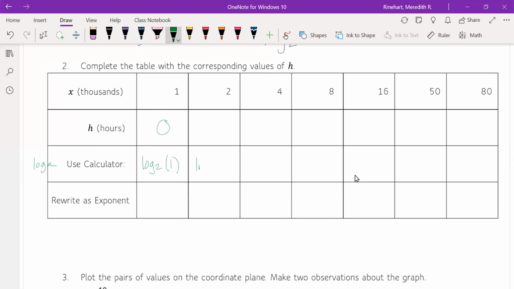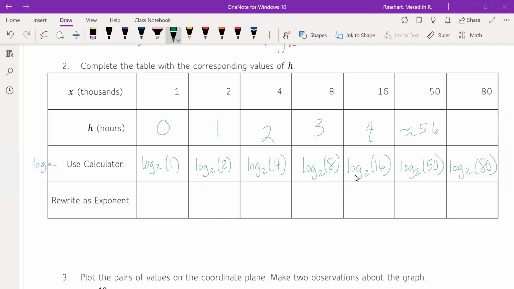And then do this for each of our logarithms. So log base 2 of 2 is 1. Log base 2 of 4, 2. Log base 2 of 8 is 3. Log base 2 of 16 is 4. Log base 2 of 50 is approximately 5.6. Log base 2 of 80 is approximately 6.3.